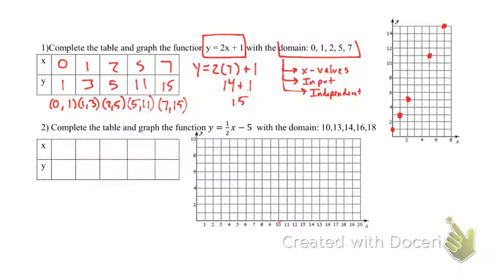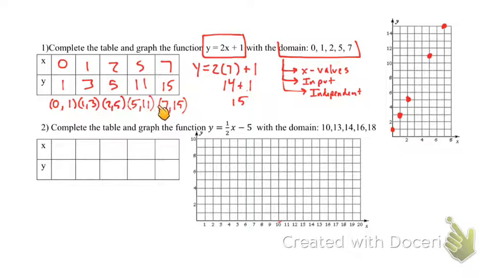Okay? Really quickly, before I do problem number two for you, I want you to understand something. We can turn tables, just like this, into points, just like this, and points can turn into a graph. Which means we can work backwards. If you are given a graph, you could turn it into points, and then points can be turned back into a table. You're going to need that skill for your quiz today.